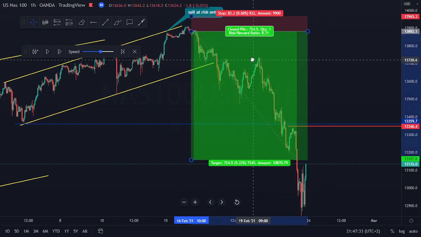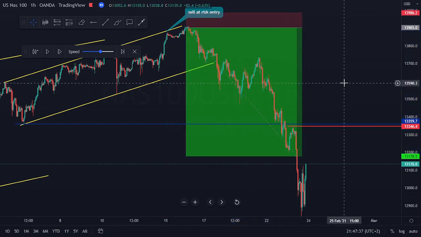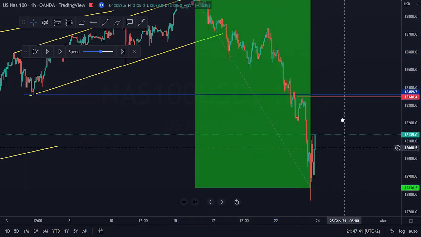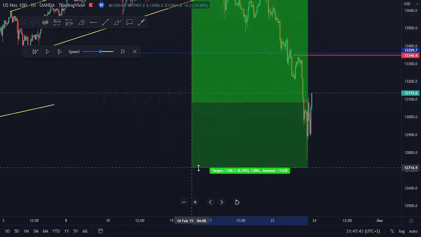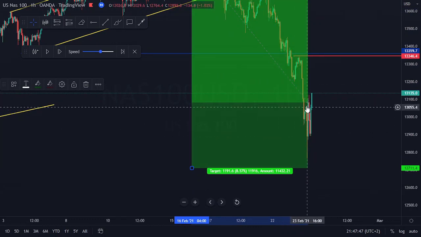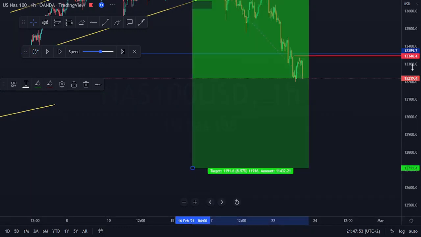I moved this along. The entry was about there. So now you are involved in a trade like this. You're inside. You're in a trade like this. Once the market broke this one, created this. Let me take it back to where I was at.